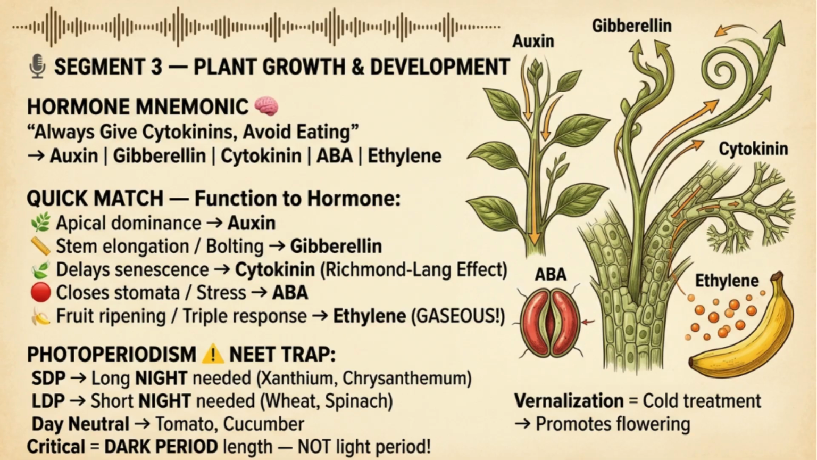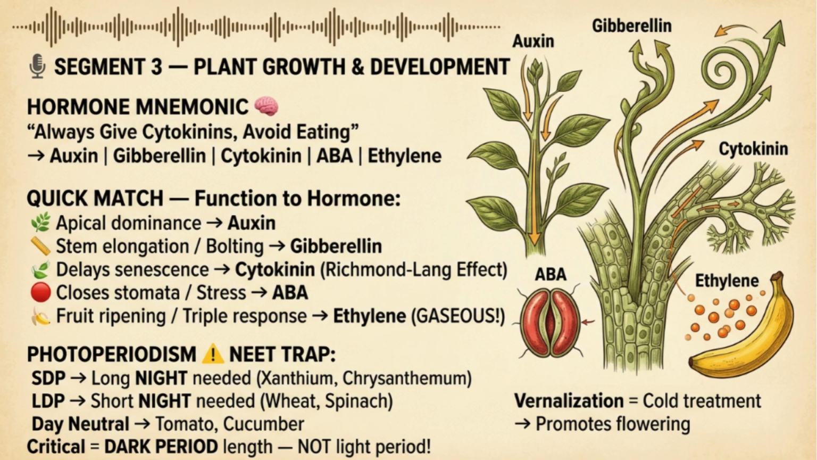Scenario 5. A fruit is ripening rapidly on your kitchen counter, releasing a gas that also causes nearby fruits to ripen faster. Which hormone? Ethylene, the only gaseous plant hormone. Ethylene causes fruit ripening, promotes abscission, and in seedlings causes the triple response: horizontal growth, stunted elongation, and an exaggerated plumular hook.